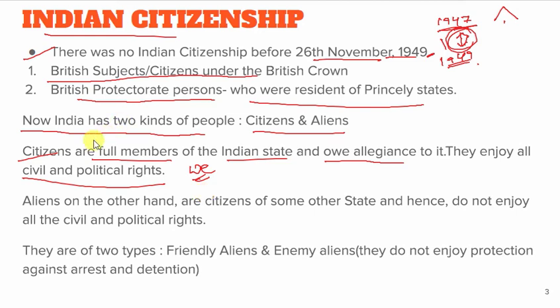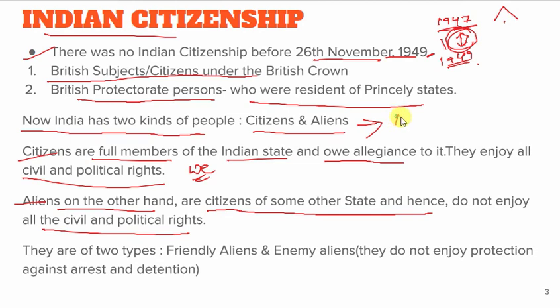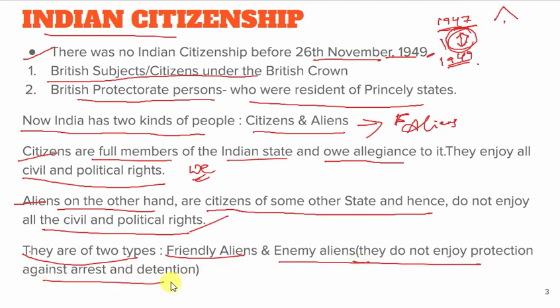Civil and political rights. Whereas the aliens, on the other hand, are citizens of some other state and hence do not enjoy all the civil and political rights. The aliens are nothing but people from other countries or foreign territory, so we define them as aliens, and they don't enjoy all the civil and political rights as we do. There are two kinds of aliens as well: friendly aliens and enemy aliens, where enemy aliens do not enjoy protection against arrest and detention. Friendly aliens are those from countries with which we have a friendly relationship.